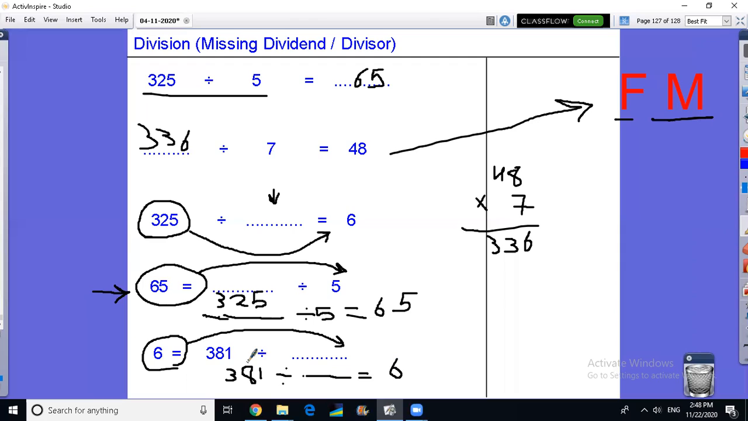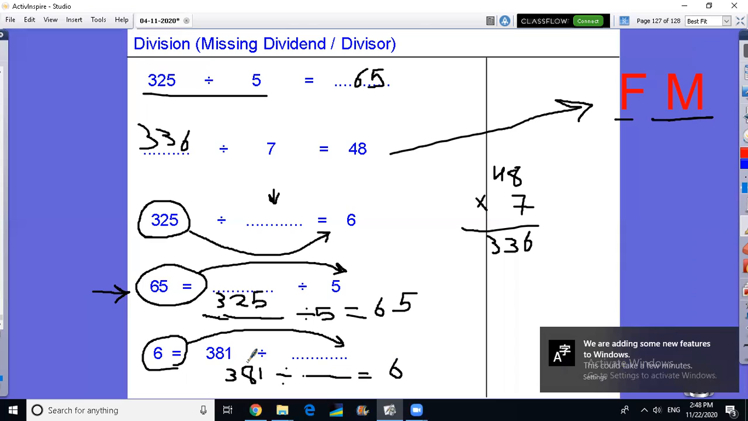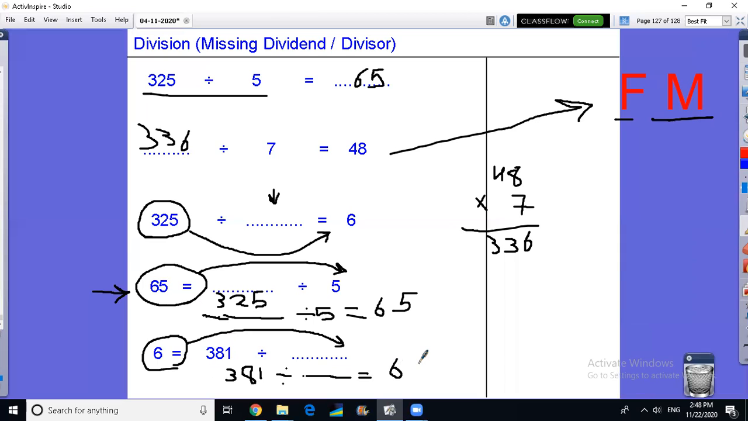It's the second. FM, first multiplication. So of course, division, always divide the question by the answer. So 381 divided by 6. It is going to give you, well, it's going to give you a decimal actually. But anyway, you do the long division and you write the answer here.